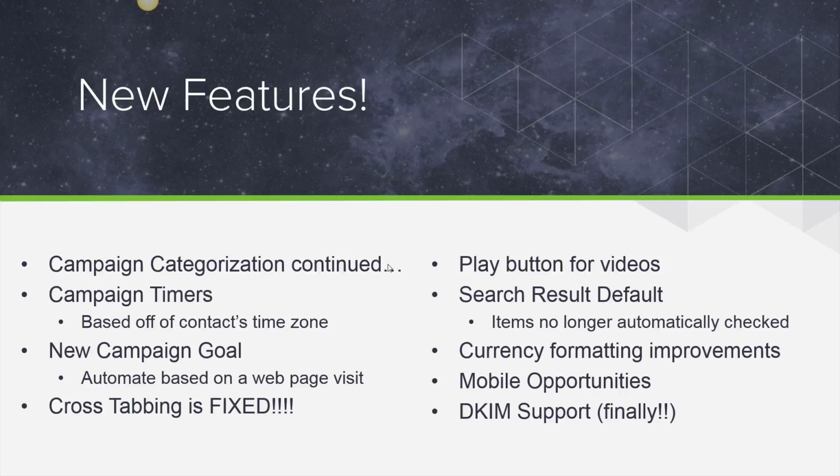We've added a play button over our video blocks in the email builder. There's a new default for search and report results. Items are no longer checked by default. We'll go over why that's so exciting later. We've corrected currency formatting in most areas of the application. Opportunities are now mobile, and I can't wait to show you what that looks like. And last but not least, DKIM support is finally here.